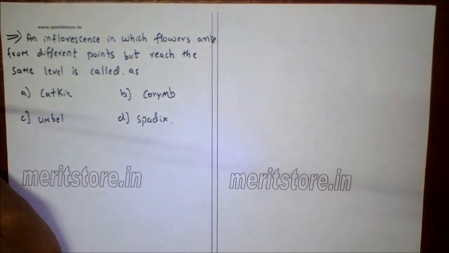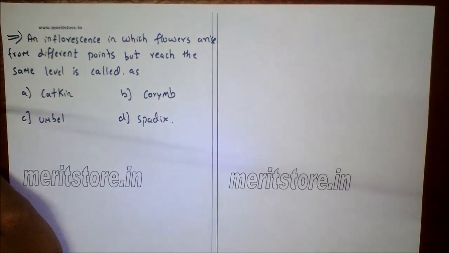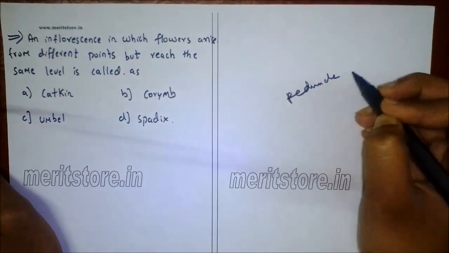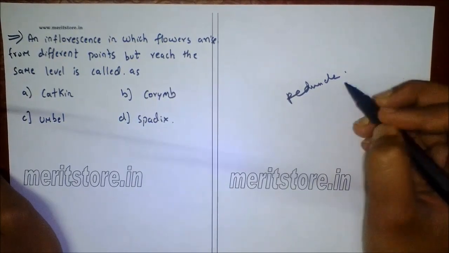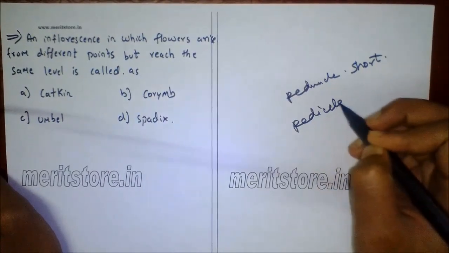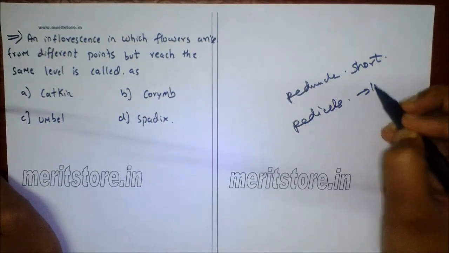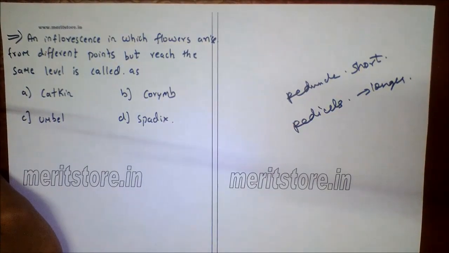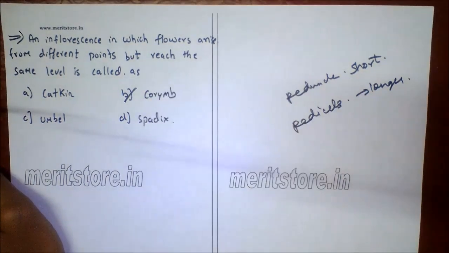An inflorescence in which flowers arise from different points but reach the same level is called: A. catkin, B. corymb, C. umbel, D. spadix. So corymb is a slightly modified raceme in which the peduncle is relatively short, while pedicels of lower flowers are longer, so that both young and old flowers are brought to more or less the same level. It is seen in Cassia sophera, option B.